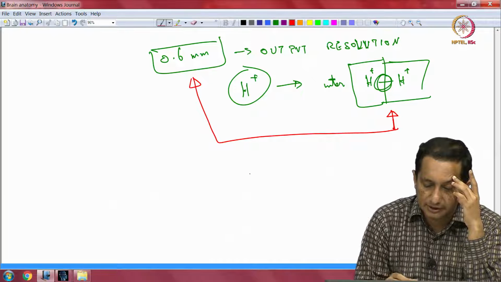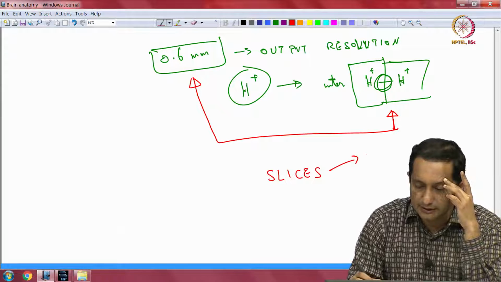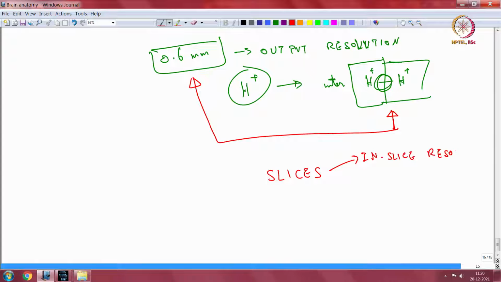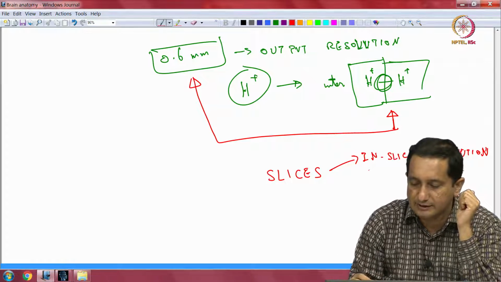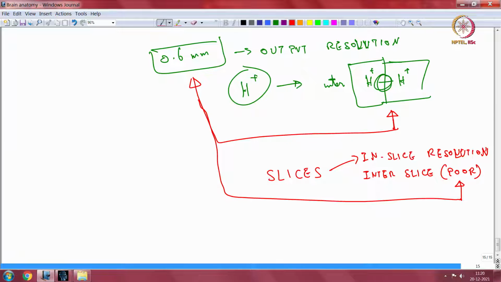The other limit is between slices. In-slice resolution is high. In a given slice, you can have very good resolution between two structures. But if we look at inter-slice resolution, this is poor. This poor resolution is one of the reasons why you have 0.6 mm and why you don't have better than 0.6 mm.